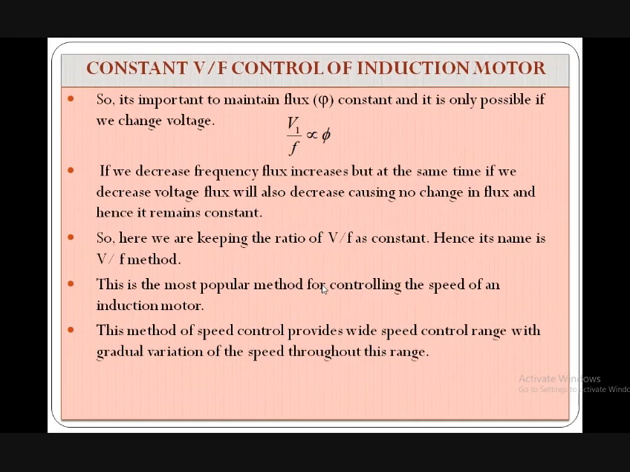This is one of the most popular methods for controlling the speed of an induction motor at subsynchronous speeds, or speeds below synchronous speed. Now for supersynchronous speeds, frequency can be increased, but voltage cannot be increased in the same proportion as frequency, because there are limitations of insulation. Frequency can be increased, but voltage cannot be increased above rated value, which may lead to deterioration or failure of insulation.